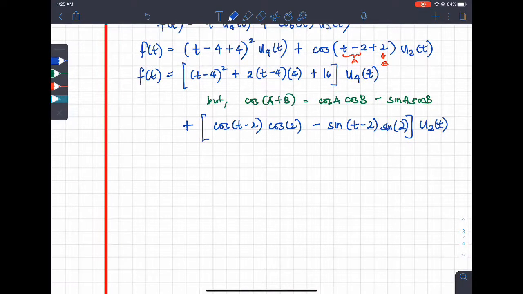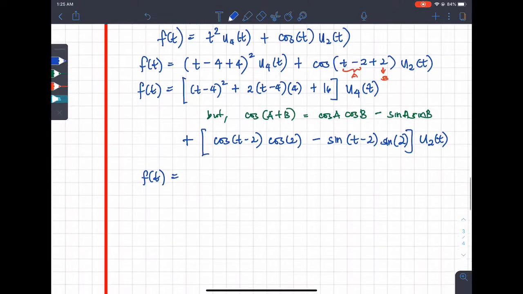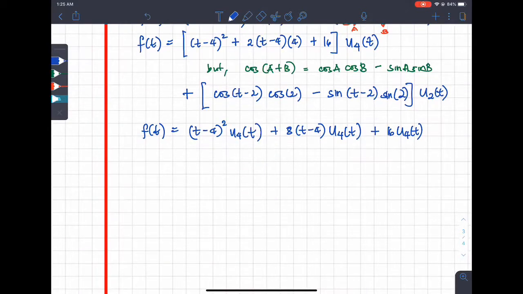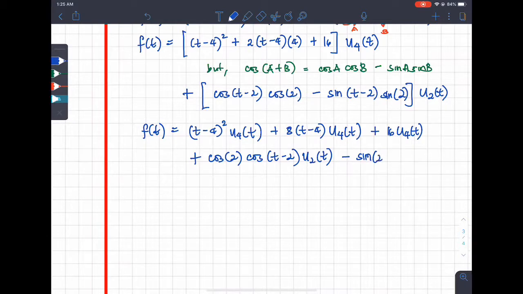From here, we could distribute. So f of t would become t minus 4 squared u sub 4 of t, then plus 8 t minus 4 u sub 4 of t, then plus 16 u sub 4 of t, then plus cosine 2 times cosine of t minus 2 u sub 2 of t, and then minus sine 2 times sine of t minus 2 u sub 2 of t.